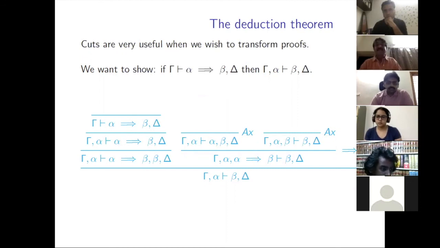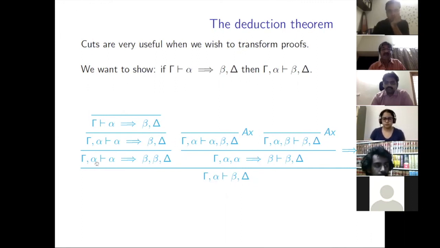So, whereas the other direction is not trivial. If from gamma I have derived alpha implies beta, then from gamma with the assumption alpha I can derive beta. How do you do that? Well, this is what I need. What I do is I use the cut rule. Since I've got gamma, alpha and beta, delta, I put in an alpha implies beta to the right hand side here and alpha implies beta to the left hand side here and use the cut.